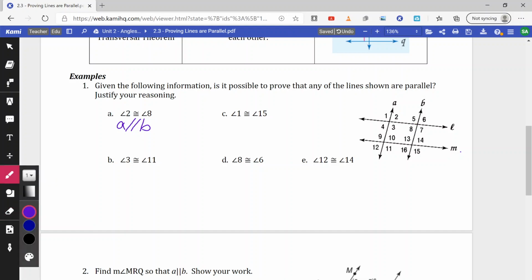Now, the next one, we are asked to compare 1 and 15. I have to take a look. Again, we can only have a situation where we're looking at the 8 angles around A, the 8 angles around B, the 8 angles around line L, or the 8 angles around line M. 1 and 15 do not have any immediate relationship, so therefore we cannot say anything regarding whether or not A and B are parallel or L and M. So in this case, no, we cannot say there is anything showing lines are parallel.